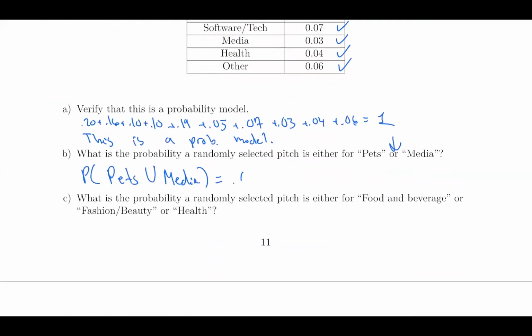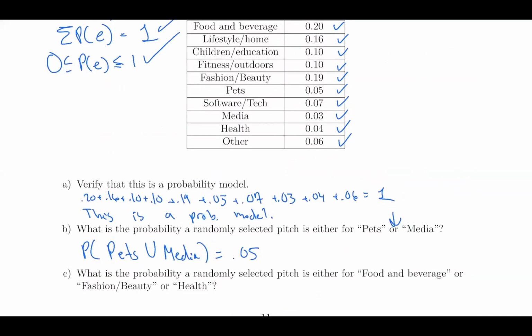They get 0.05. How many of them are in the media business? 0.03. So you get 0.08, or 8%. All right, so our final answer is 0.08, or if you want to write out the percent, 8%.